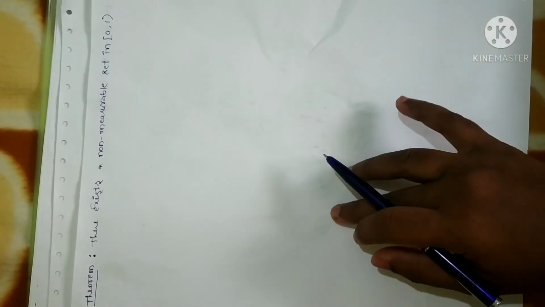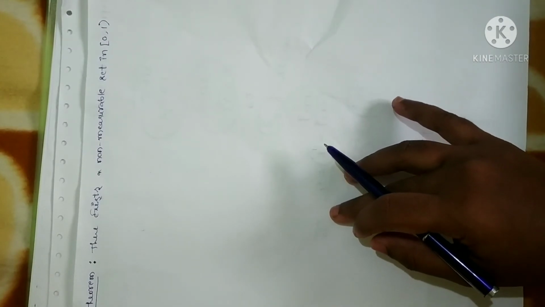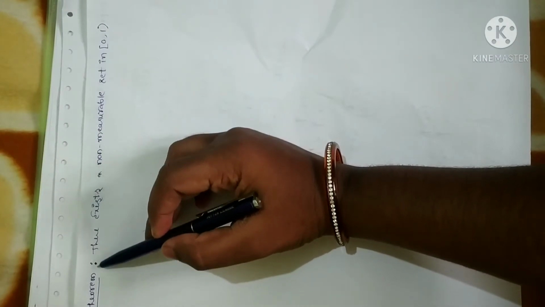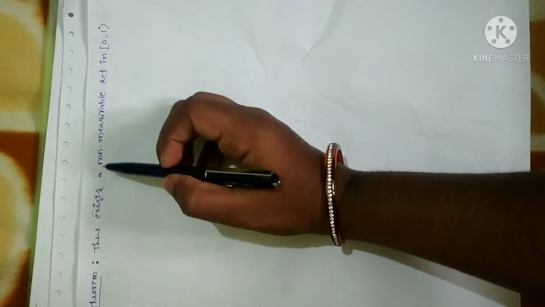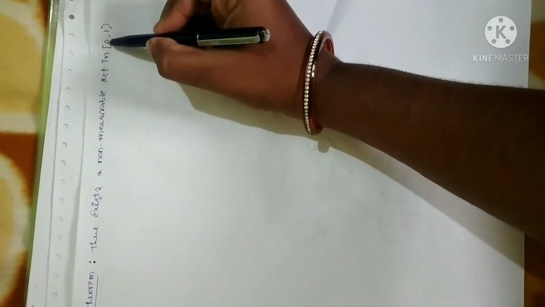Hello everyone. In this session, let me continue the theorems on non-measurable sets, as we already studied non-measurable sets in the previous session. Here is the statement of the theorem: there exists a non-measurable set in the interval [0, 1). So we have to prove that there exists one non-measurable set in this interval.